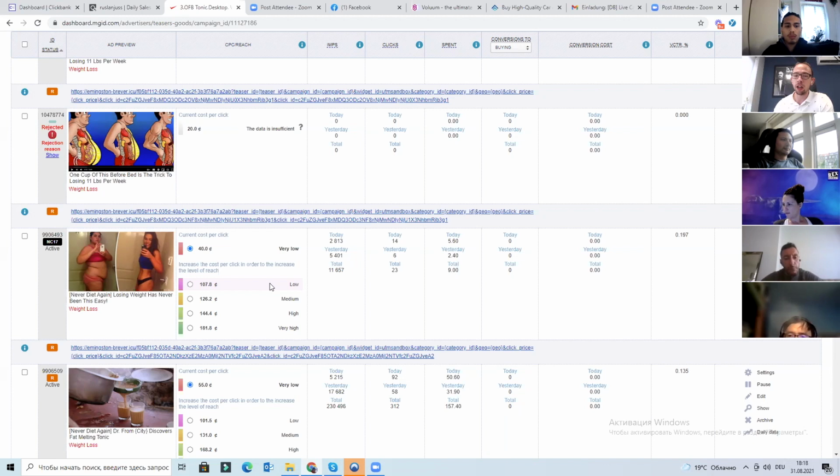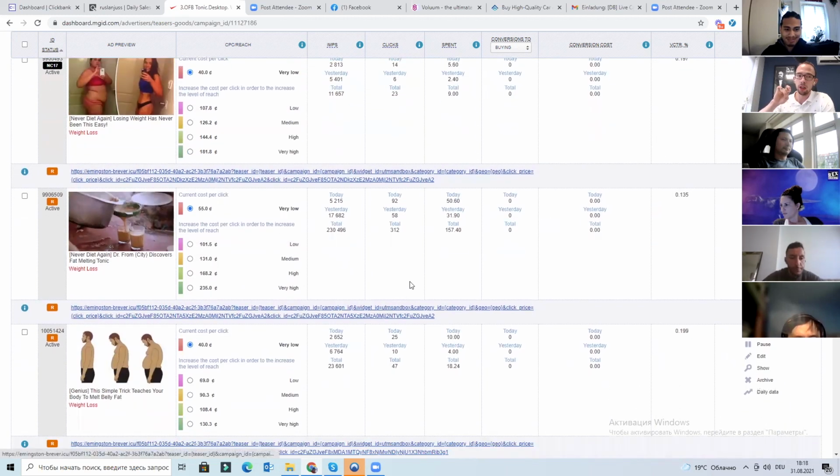Let's not look at very low, let's look at the low reach level. On the control ad, it's 107.8, and on the variant, it's 101.5, which is cheaper than the control. But on the very low level, not. Why? Then we look at medium, the control is cheaper. The high is cheaper. Ruslan, can you scroll one slide down so I can see very high on the second one? And then the very high is a lot more expensive.